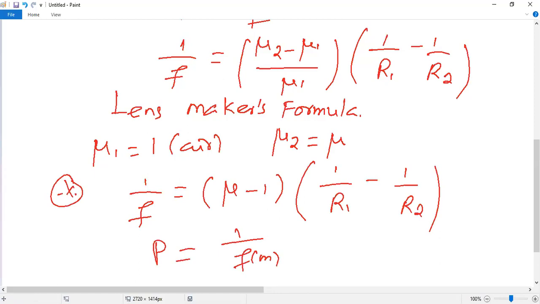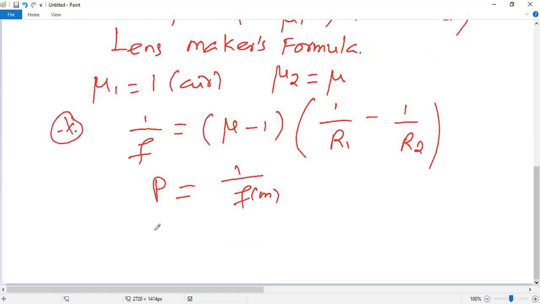Just rewrite the formula. Instead of 1 by f, I'm applying P. P equal to mu minus 1 into 1 by r1 minus 1 by r2.